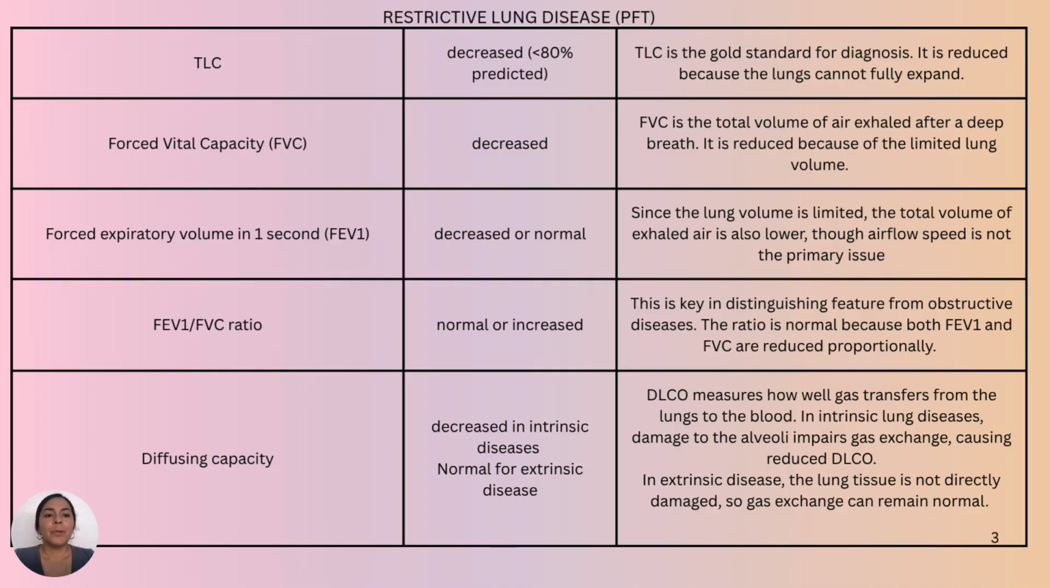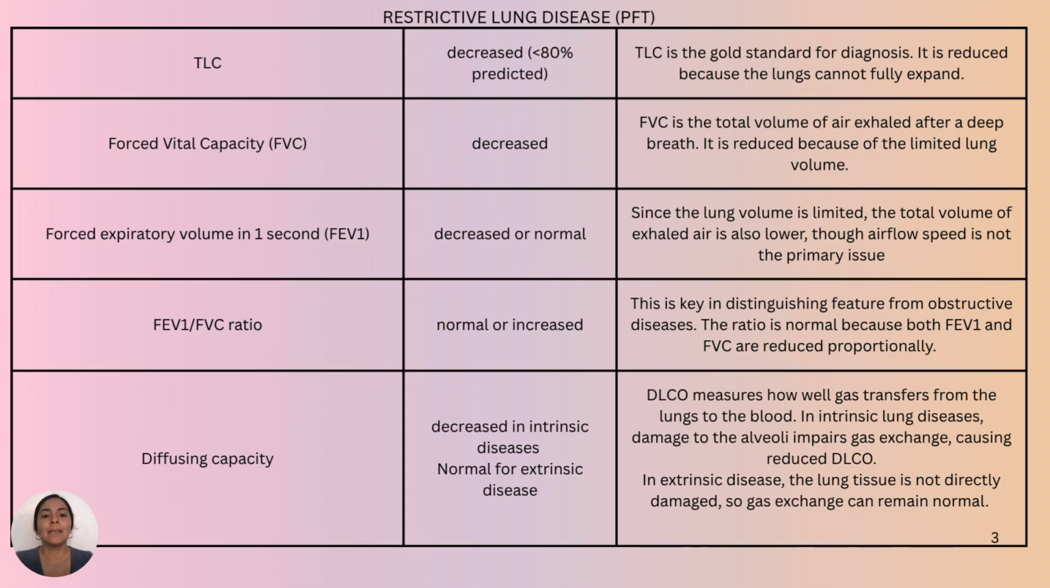Forced expiratory volume in 1 second, FEV1, decreased or normal. Since the lung volume is limited, the total volume of exhaled air is also lower, though airflow speed is not the primary issue. The FEV1/FVC ratio may be normal or increased. This is a key distinguishing feature from obstructive diseases. The ratio is normal because both FEV1 and FVC are reduced proportionally.